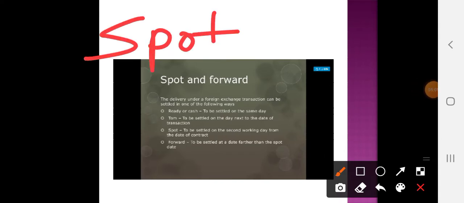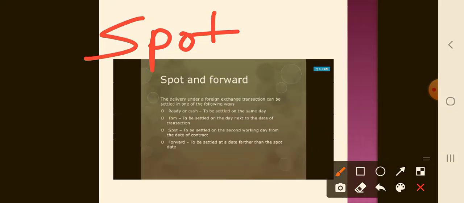Spot is the first type. So what does it mean? It refers to that segment of the foreign exchange market in which sales and purchase transactions are settled within 2 days.